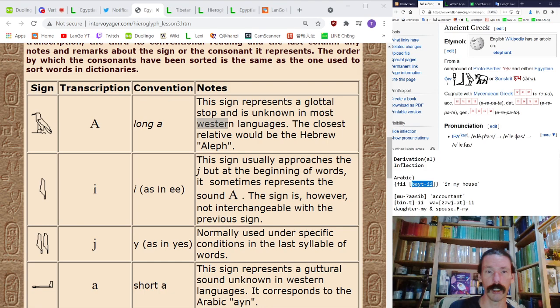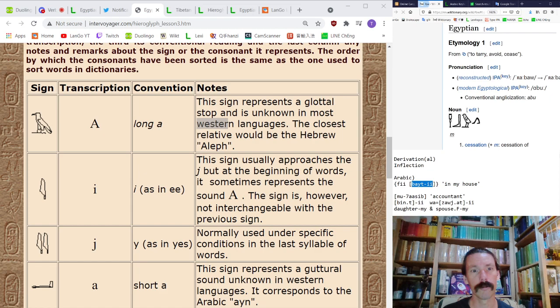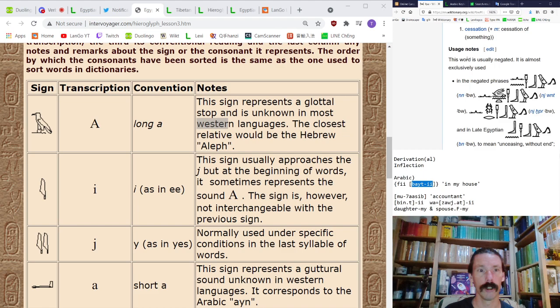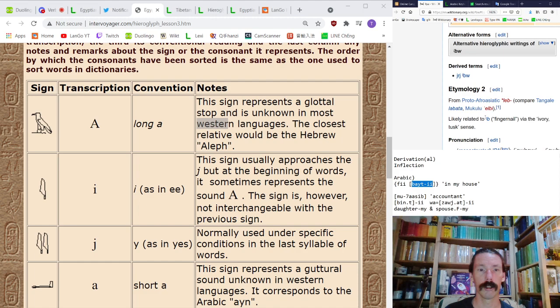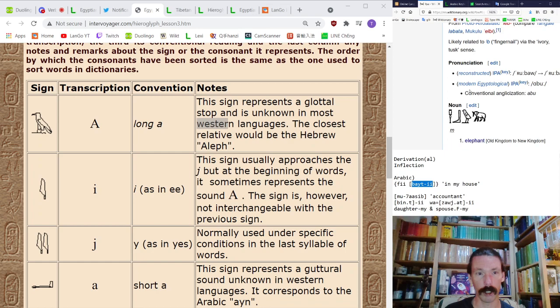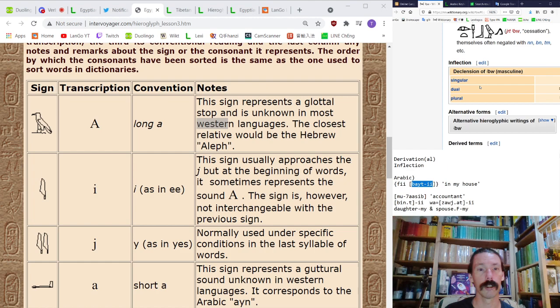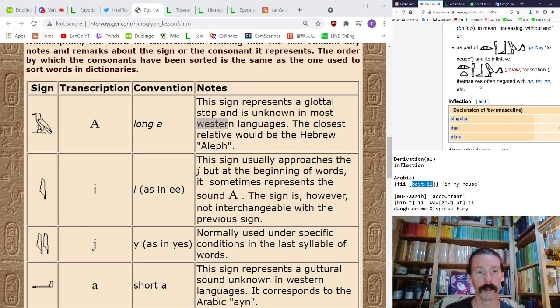Is it? Yeah, and if you click on that, it should tell you both the reconstructed and Egyptological. All right, from a B root, avoid, cease, cessation. This word is usually negated. Or leb, likely related to ab, fingernail. Now in the Proto-Afro-Asiatic reconstruction, there's a vowel there, but that's not what we're talking about. Scroll up. If you scroll up to where it said modern Egyptological as well as reconstructed.